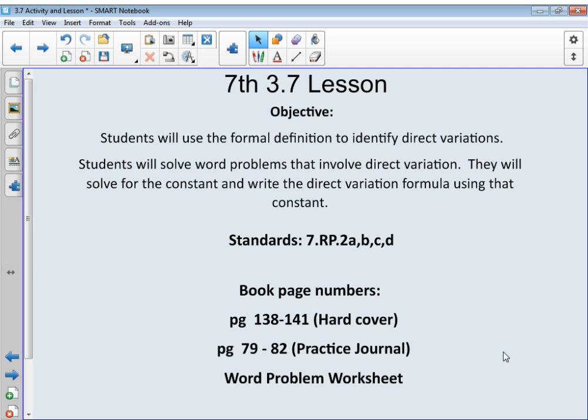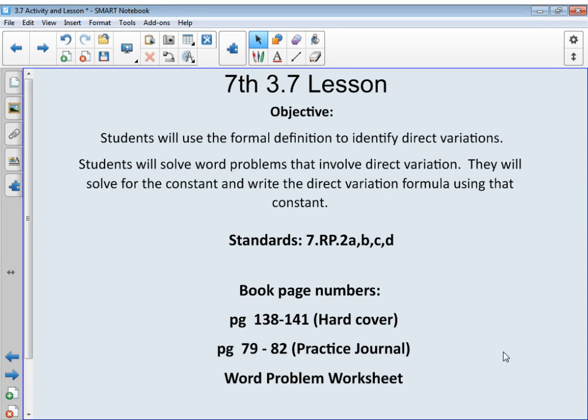Okay, this is 7th grade lesson 3.7. Our objective for this lesson, students will use the formal definition to identify direct variations. They will also solve word problems that involve direct variation. They will solve for the constant and write the direct variation formula using that constant.